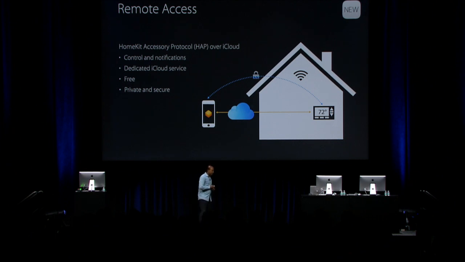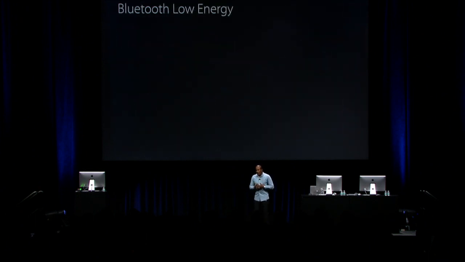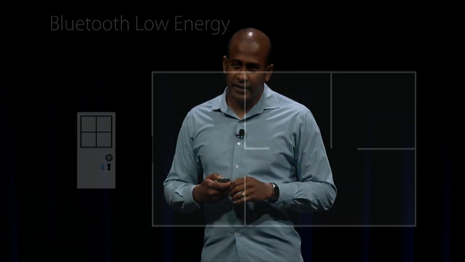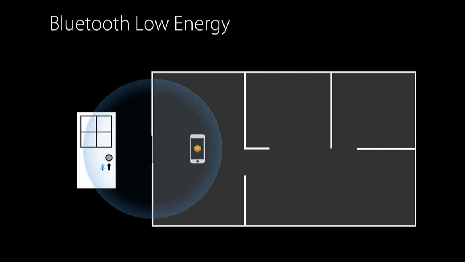Now, moving on from remote access to Bluetooth Low Energy. So we are working with several of our partners to bring more Bluetooth Low Energy accessories that work with HomeKit. Let's say a Bluetooth door lock. Now, if you are within Bluetooth LE range of this accessory, let's say a door lock, say 20 to 30 feet, you can securely connect to it and control it.